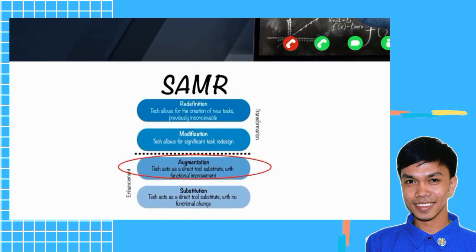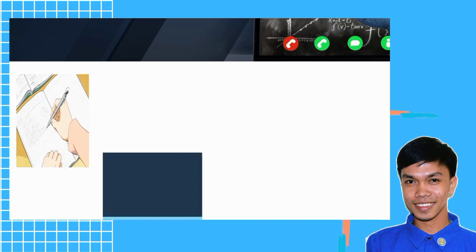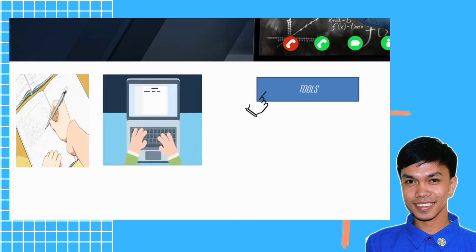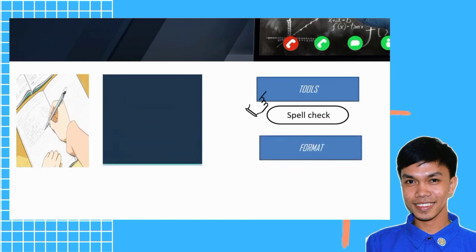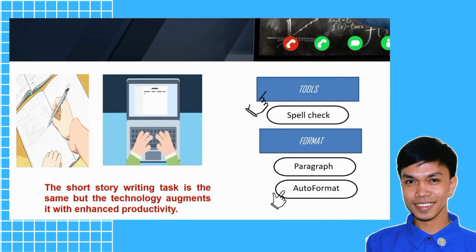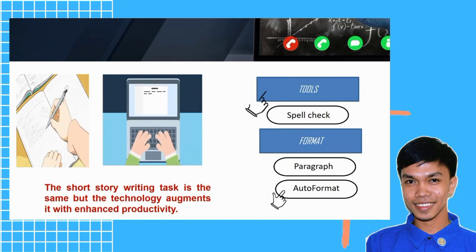In augmentation, technology still substitutes but with some functional improvement. What if you took the same short story writing assignment and had students use a word processing program? They could use features such as spell check and tools for formatting. Again, the short story writing task is the same, but the technology augments it with enhanced productivity.